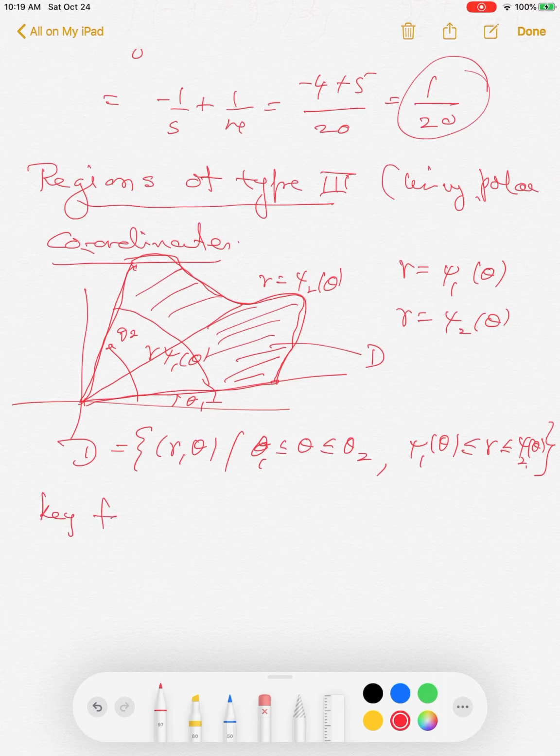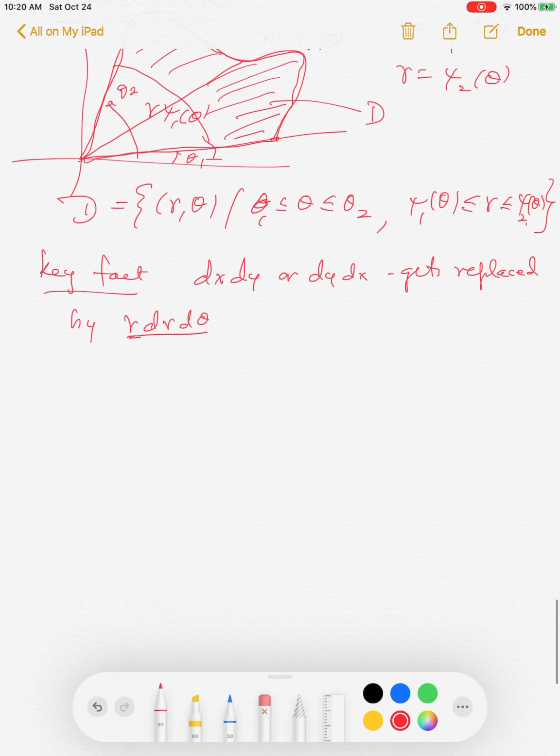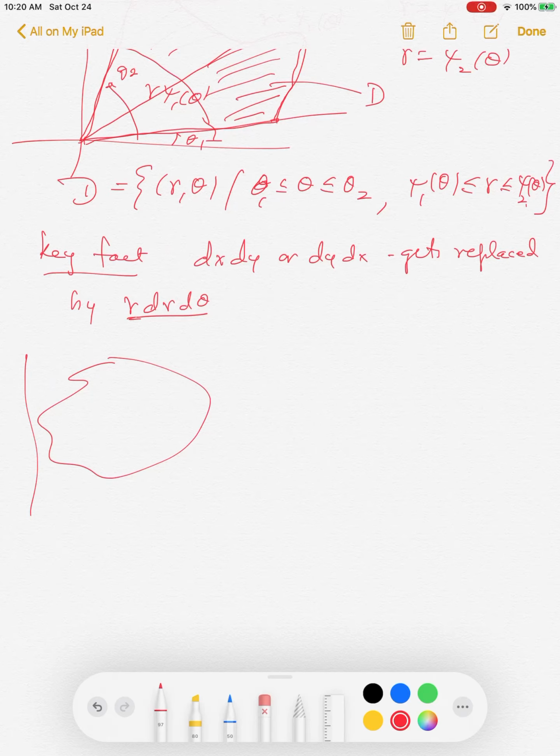So here the key fact you have to learn is dx dy or dy dx gets replaced by r dr d theta. So there is an extra r here, and I will explain this for a minute. If you take a region D and you are using Cartesian coordinates, you remember we made this partition, and a typical element here was a rectangle.